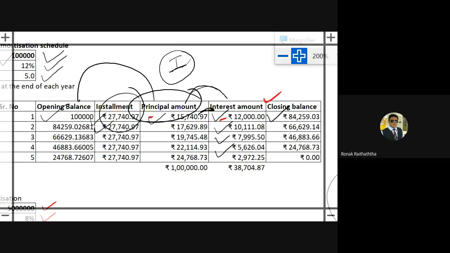And the closing balance of the last period will become the opening balance of the next period. So the closing balance of period number 1 would be the opening balance of period number 2, and so on.